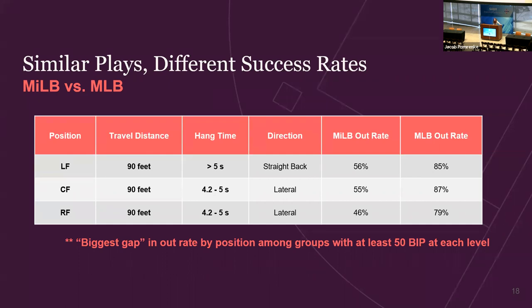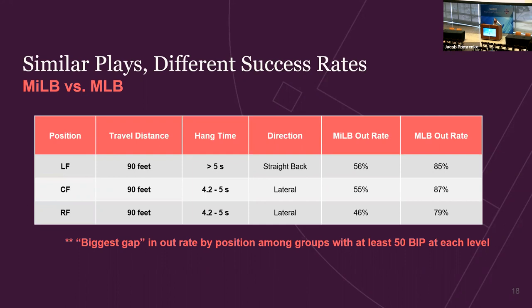For center fielders, the biggest disparate group is when they have to travel 90 feet laterally on balls in the air from like 4.2 to 5 seconds. And that's an 87% major league out rate versus a 55% minor league out rate. And it's the same group for right fielders, except, kind of intuitively, we see that both out rates are lower than the center field out rate. So on those plays, right fielders in MLB make them 79% of the time versus 46% in minor league baseball.